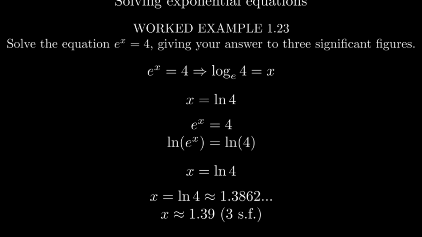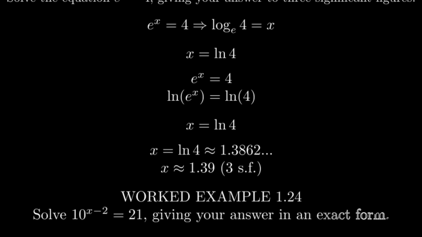Since 6 is 5 or greater, we round the 8 up to 9. So x is approximately 1.39. Let's try another one, this time asking for an exact answer. We need to solve 10 to the power of x minus 2 equals 21.